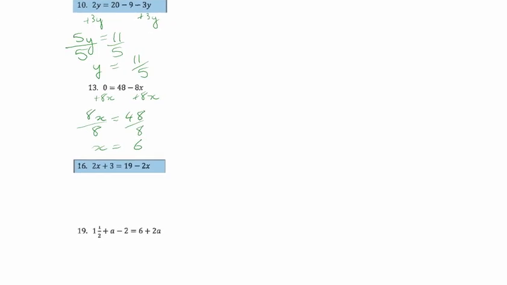Right, one more. 2x plus 3. Well, we need the x's on one side. I'm going to add 2x to that side. Add 2x to this side. 2x plus 2x is 4x. And at the same time, I'm going to subtract 3 from that side, subtract 3 from that side. 19 minus 3 is 16. And in that way, in one step, I've got the variables on one side and the numbers on the other. And now we've got 4x, so the opposite is dividing by 4. Divide both sides by 4. x is equal to 4.